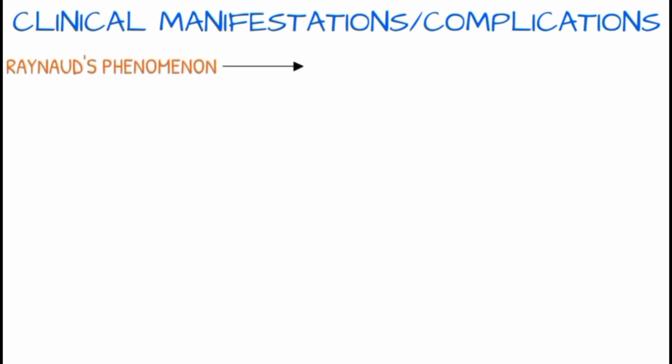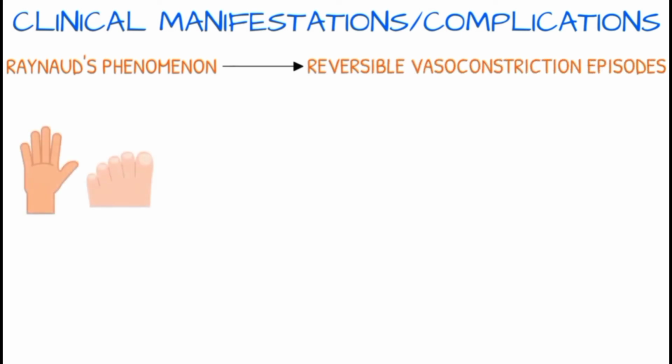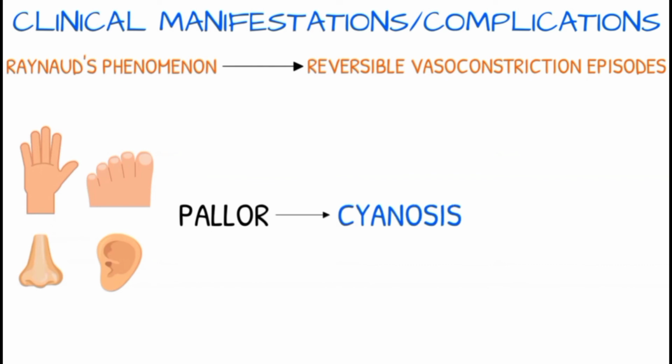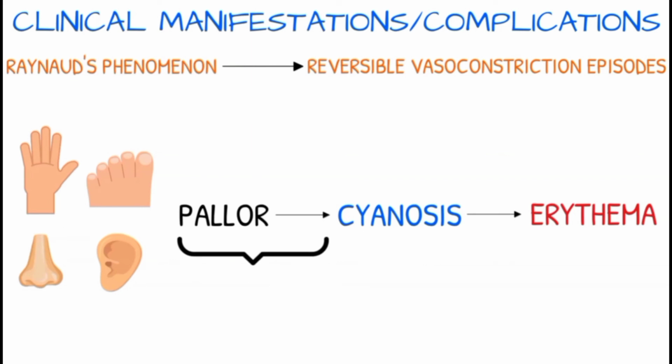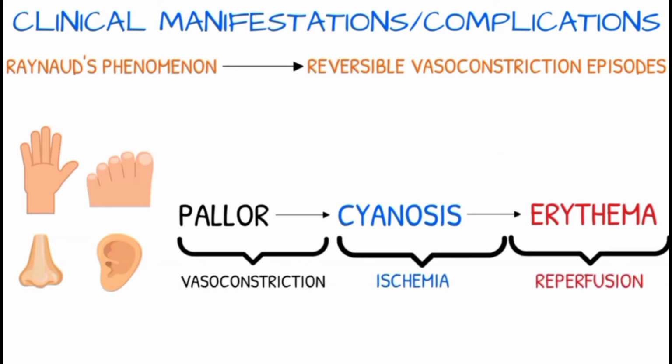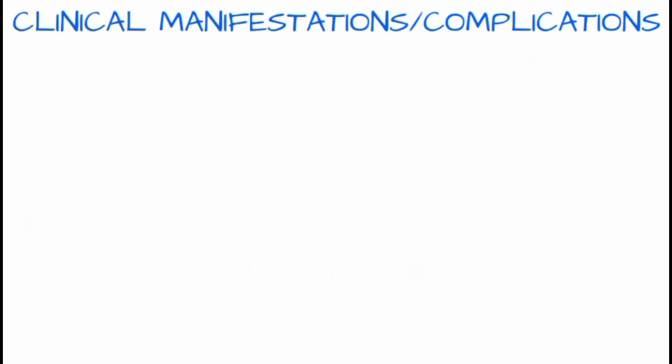Raynaud's phenomenon is represented by episodes of reversible vasoconstriction in the fingers and toes and sometimes even the tip of the nose and earlobes. The episode usually starts with the skin turning pale, then eventually turning cyanotic or blue. Hyperemia, which is an excess of blood in the affected area, turns it erythematous or red, and begins spontaneously or once the affected area is rewarmed. So the three color phases represent the underlying vasoconstriction, ischemia, and perfusion.